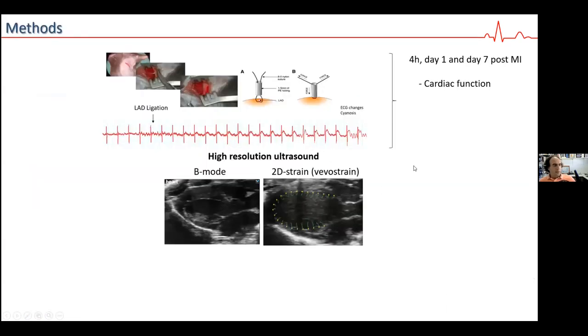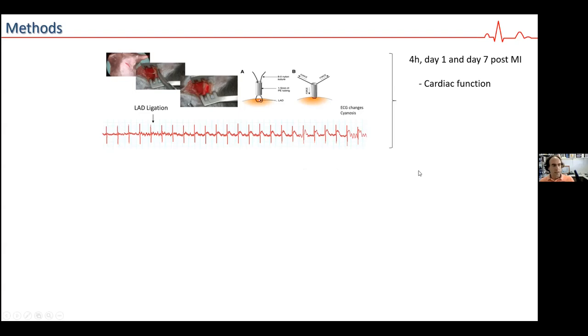So specifically for this presentation, I will present some data about the 2D strain analysis, which gives you the possibility, using the Vevo Strain software, to differentiate every segment of the left ventricle, which is moving or which is not. Then we move to photoacoustic imaging to detect oxygen saturation in multiple organs.